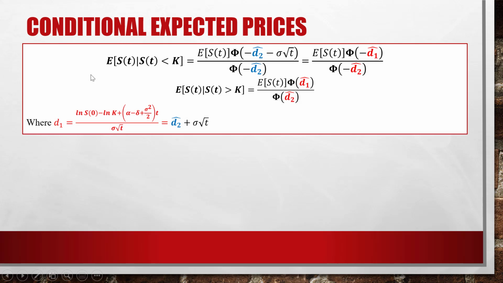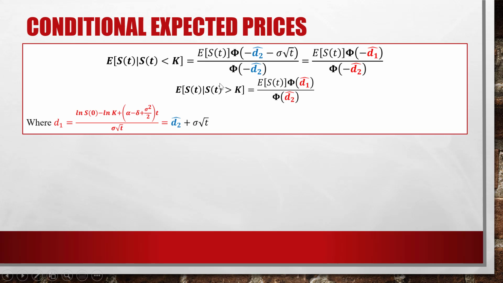Here are two formulas we need to memorize. First, the expected value of S of t, given that S of t is less than k, is equal to the expected value of the stock price times phi of minus d2 hat minus sigma square root of t over phi of minus d2 hat, and is equal to the expected value of S of t times phi of minus d1 hat over phi of minus d2 hat.